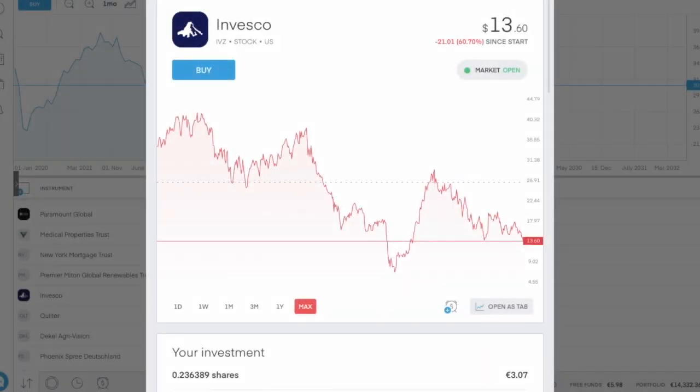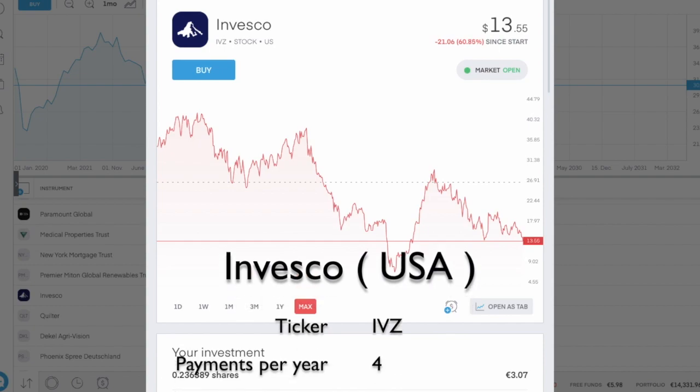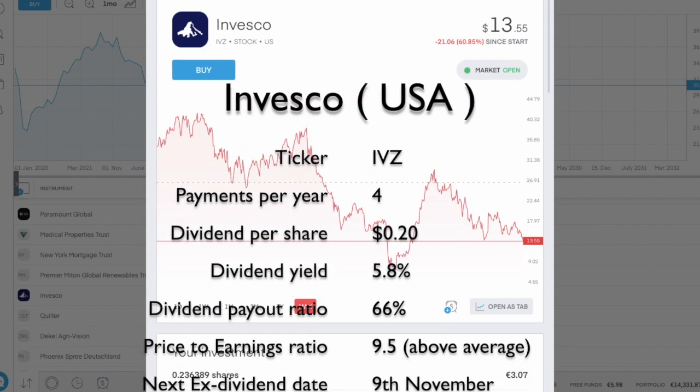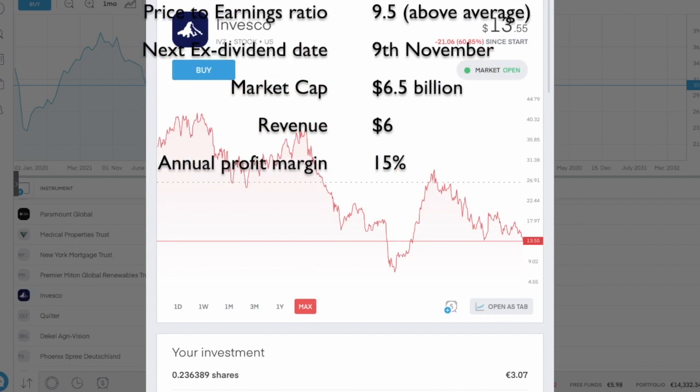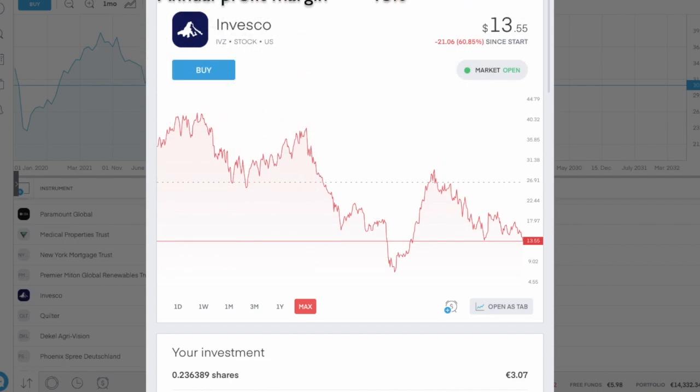Invesco, ticker symbol is IVZ. It's currently $13 per share at the moment, close to the lowest it's been in a year. It currently pays a dividend 4 times per year, and it's expected to be about 20 cents per share. Has a current dividend yield of 5.8%. Payout ratio, from what I could see, was 66%. So it's paying out 66% of its profits to shareholders as a dividend. Its PE ratio is 9.5, which is above the average that I could see, which was 5.